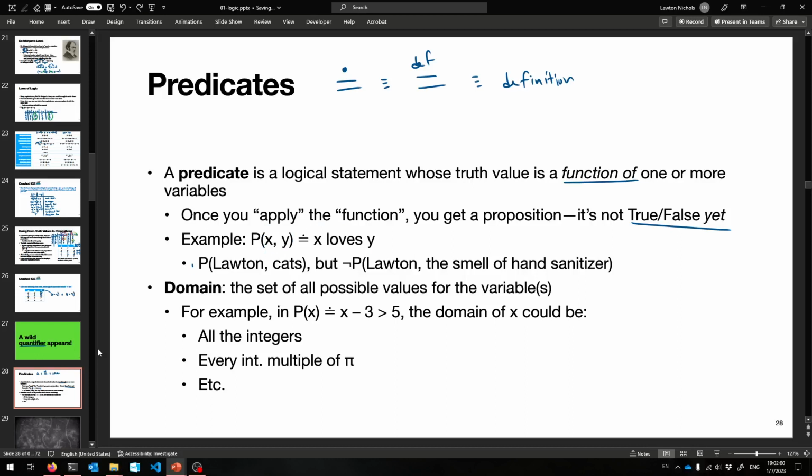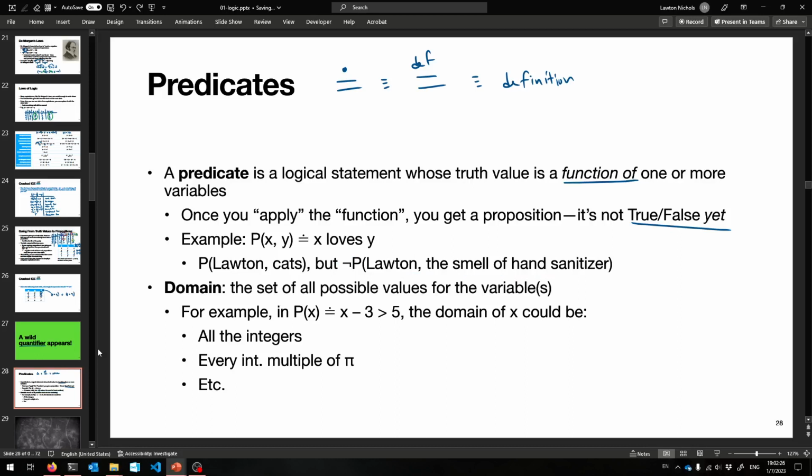So P of Lawton and cats is true, right? Because Lawton loves cats. You see that? Now it's a proposition. Now it's true or false. All right? But this is not true, and it's very unfortunate during the pandemic. So I do not like the smell of hand sanitizer. So P of Lawton, the smell of hand sanitizer, the negation is true, okay? It's a false statement otherwise.